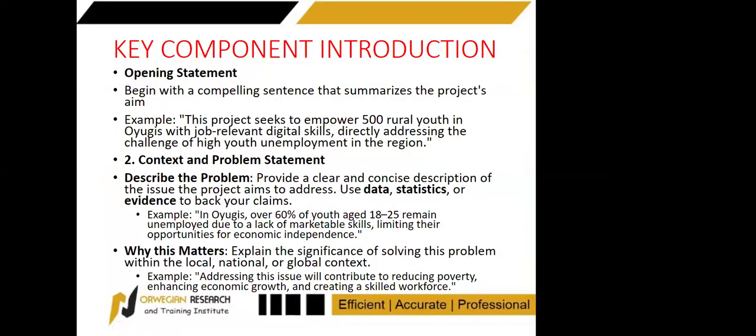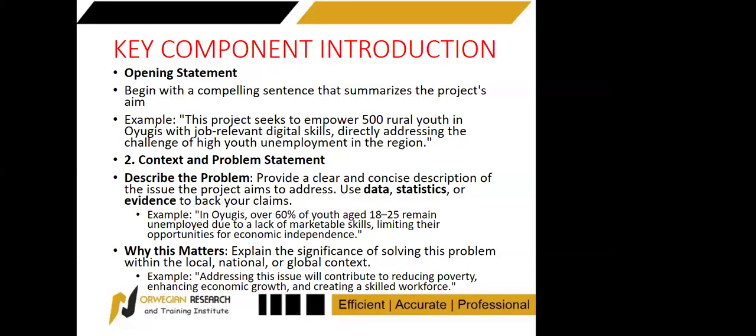So now, let's come to the main thing here: key components of the introduction. What should go into the introduction and background section of our grant proposal? Number one, please begin this section with a compelling sentence that summarizes the aim of what we want to do. Example: this project seeks to empower 500 rural youth in Oyugis with job-relevant digital skills, directly addressing the challenge of high youth unemployment in the region.